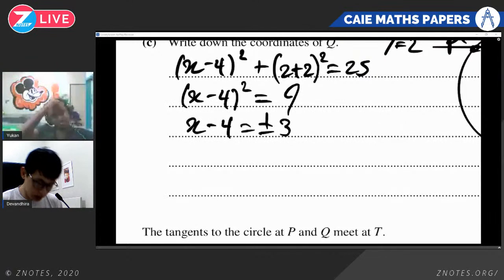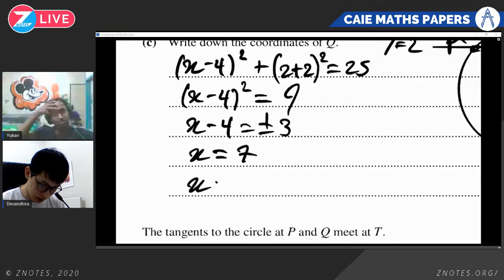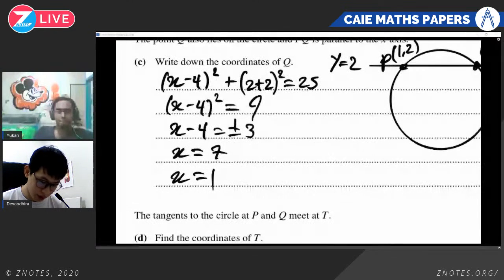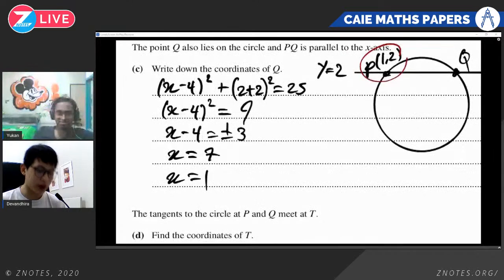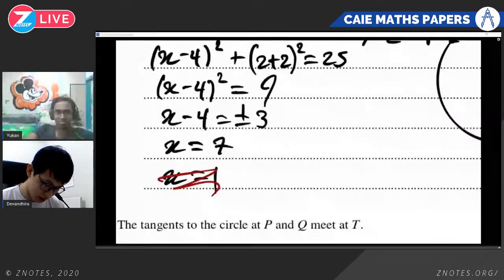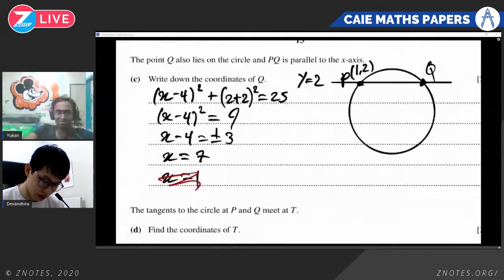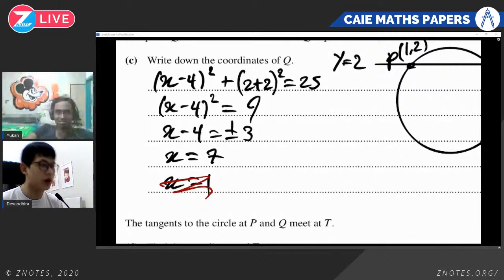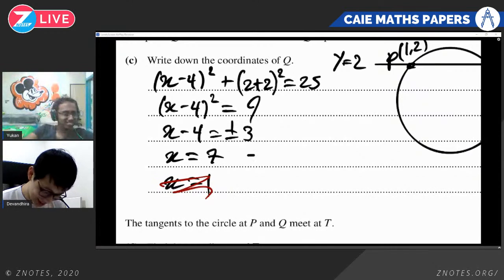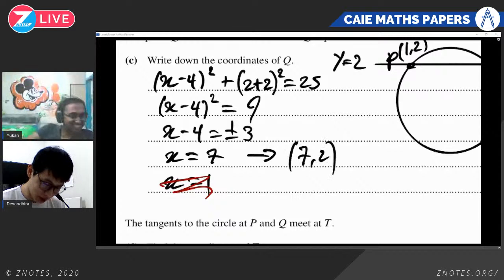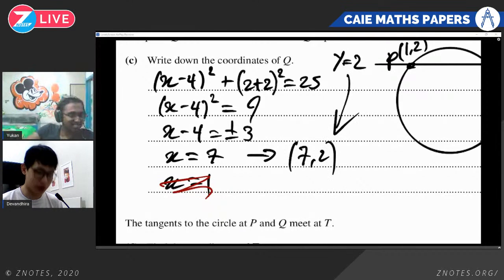Either 4 plus 3, which is 7, or 4 minus 3, x is equal to 1. But remember, the x is equal to 1 is just our P right here, so we don't really care about this one. Now we just have to look for the y value. What's the y value? The y value is just 2. Therefore, our coordinate is just (7, 2). Why 2? Because we use y root 2 here.